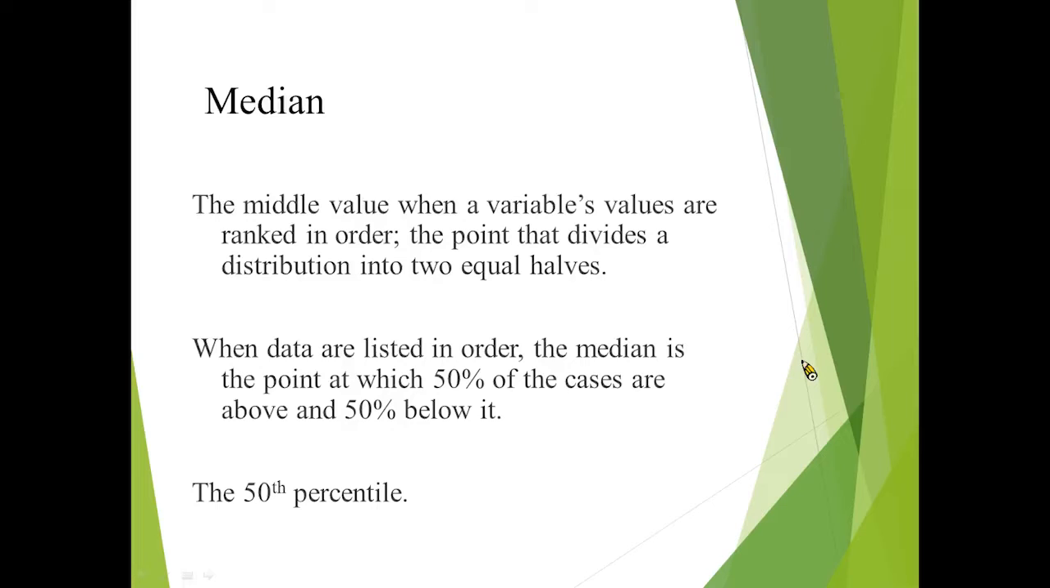The median is the middle value when the variable values are ranked in order, the point that divides a distribution into two equal halves. When data are in order, the median is the point at which 50% of the cases are above and 50% below it. So this is the fiftieth percentile, because it is half and half.